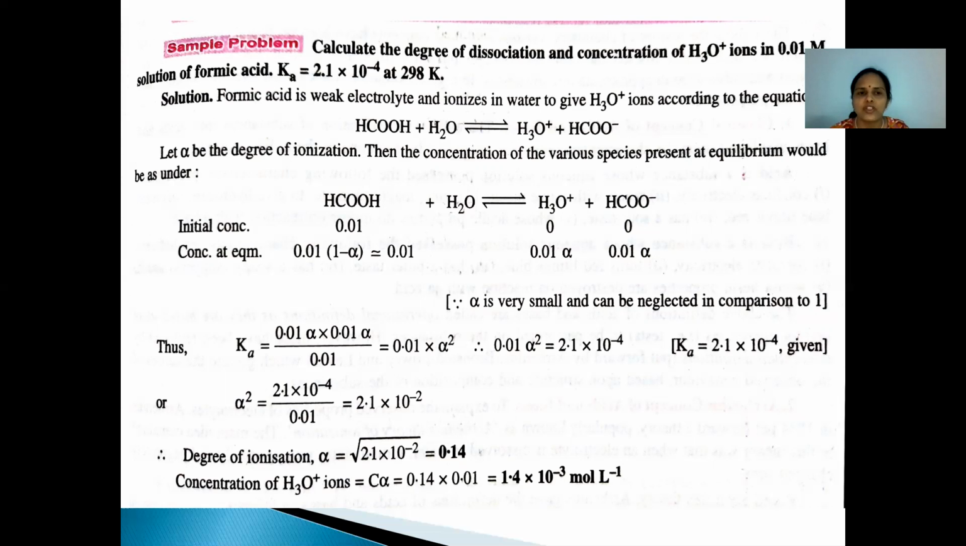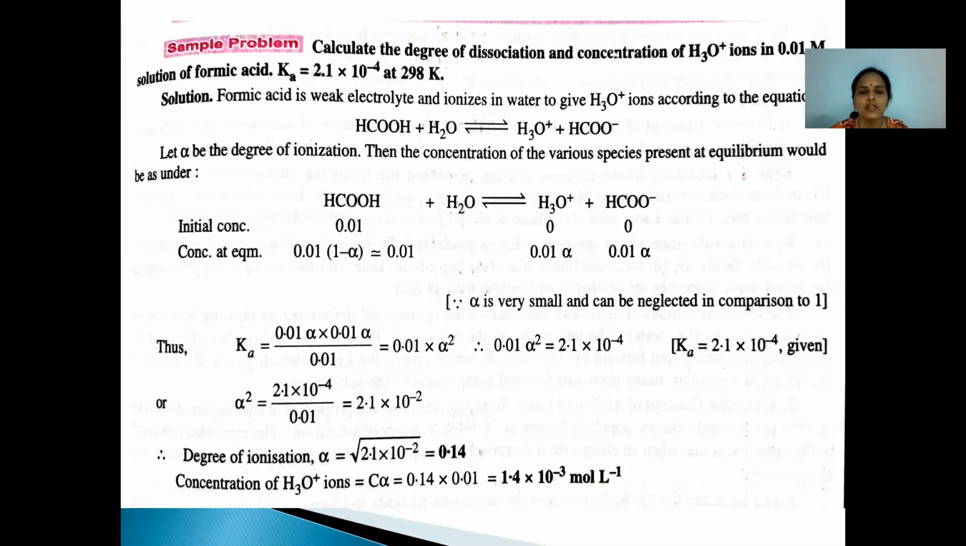Let alpha be the degree of dissociation. Initial concentration of formic acid is given here as 0.01 molar. Concentration at equilibrium will be 0.01 into 1 minus alpha, and H3O plus and HCOO minus formed equal 0.01 alpha respectively. Because alpha is very small and can be neglected in comparison to 1, Ka equals 0.01 alpha into 0.01 alpha upon 0.01 into 1 minus alpha. Here, in the denominator, we take 1 minus alpha as 1.